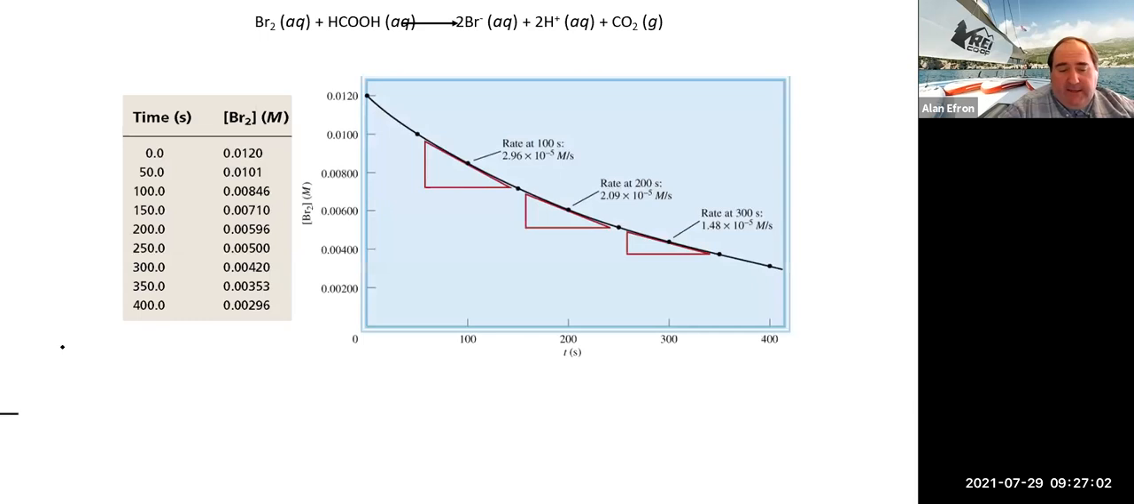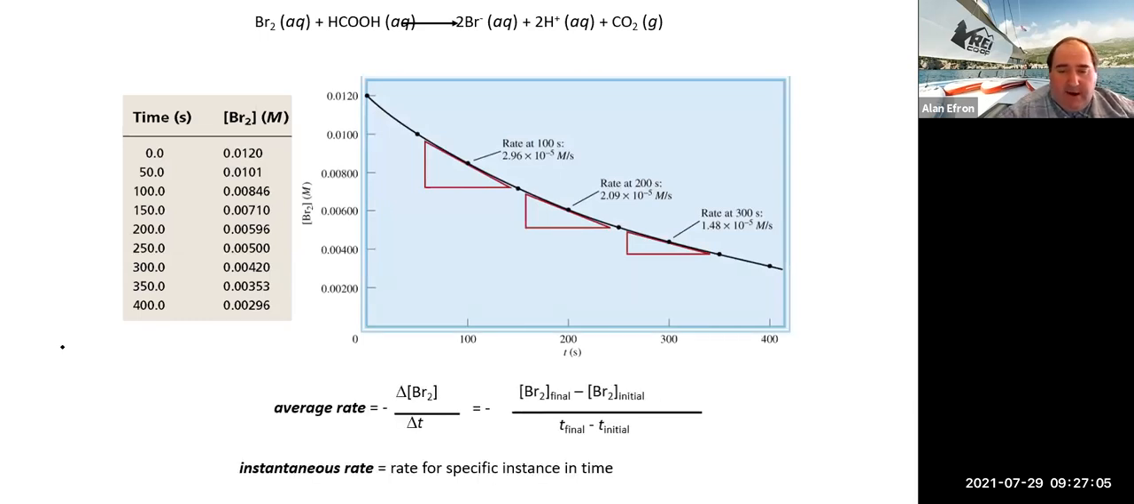Now, for example, if we look at this Br2 and at a graph here of what's happening, we do see a decrease over time. As time increases, we see the concentration of Br2 decrease. And we see the rate at 100 seconds is 2.96 times 10 to the minus 5, not really important. Then the rate at 200 seconds, and then around 300 seconds there is that. We can figure out the rate instantaneously by taking the slope of the tangent, which we won't really do here. But there are two types of rates that we sometimes talk about.